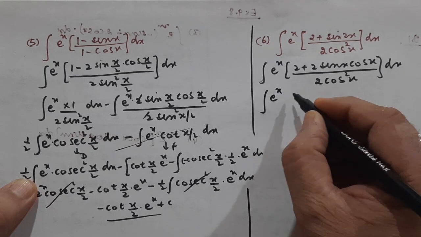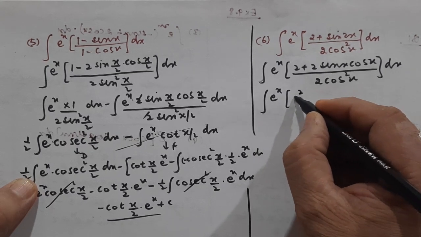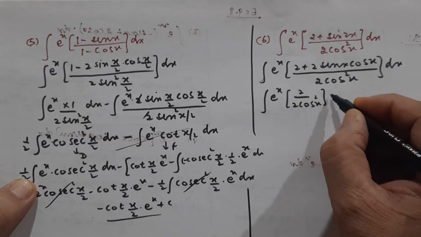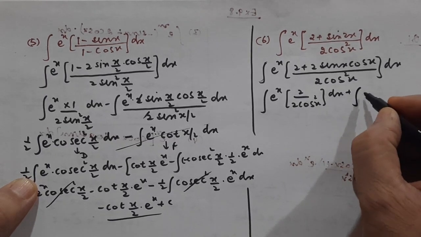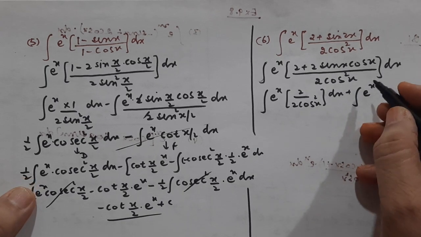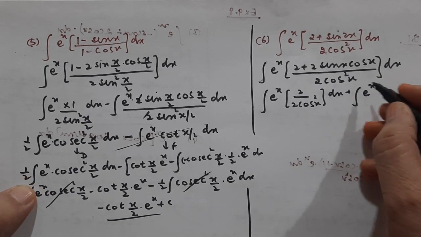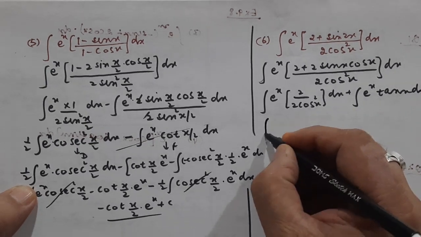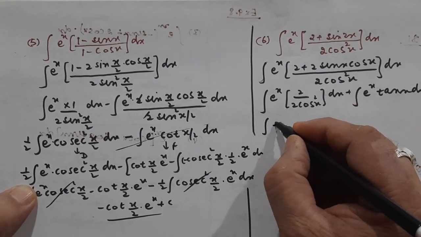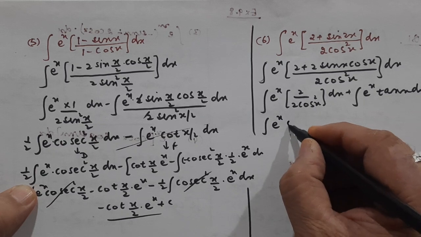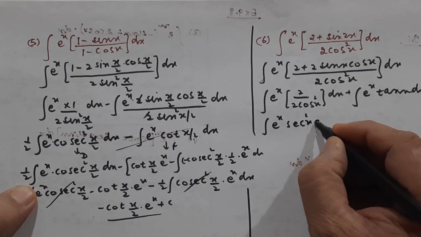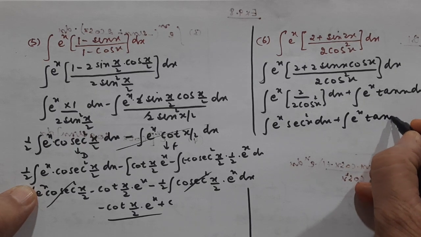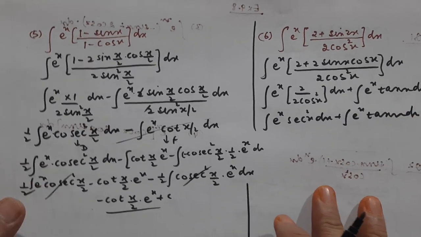e power x, 2 upon 2 cos square x dx, and here on solving it we get e power x tan x dx. So cancelling 2 also, we get e power x 1 upon cos square is secant square x dx, plus e power x tangent x dx, like this.